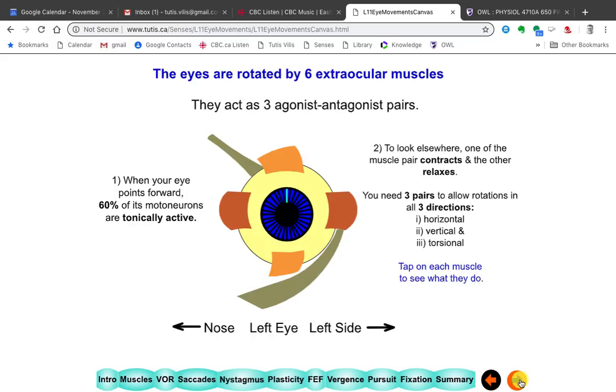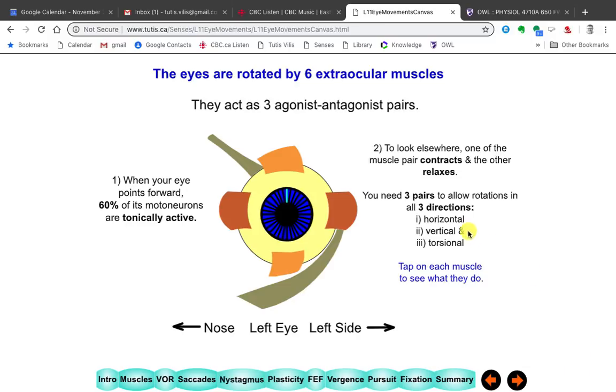Now, the eyes move by way of 6 different eye muscles that surround the eye. They are attached to the back of the head, and they attach to the front of the eye. Normally, the motor neurons are tonically active. They're contracted, and they're pulling on the eye. And the way the eye moves is one muscle relaxes and the other muscle contracts more. And they work in pairs. There are 3 pairs of eye muscles.